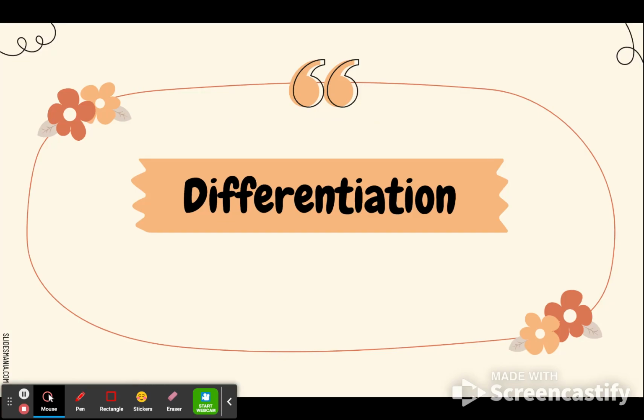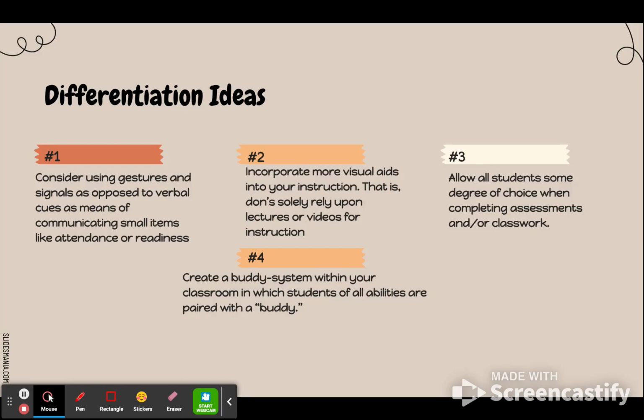Differentiation is something that is huge for children with dysarthria. Here are a few ideas of how we can incorporate this in the classroom. Number one, consider using gestures and signals as opposed to verbal cues as a means of communicating small items like attendance or readiness. Number two, incorporate more visual aids into your instruction. Don't solely rely upon lectures and videos for instruction. Students with dysarthria thrive on visual examples. They're really heavy visual learners, so allowing your students to have examples like those is very important.